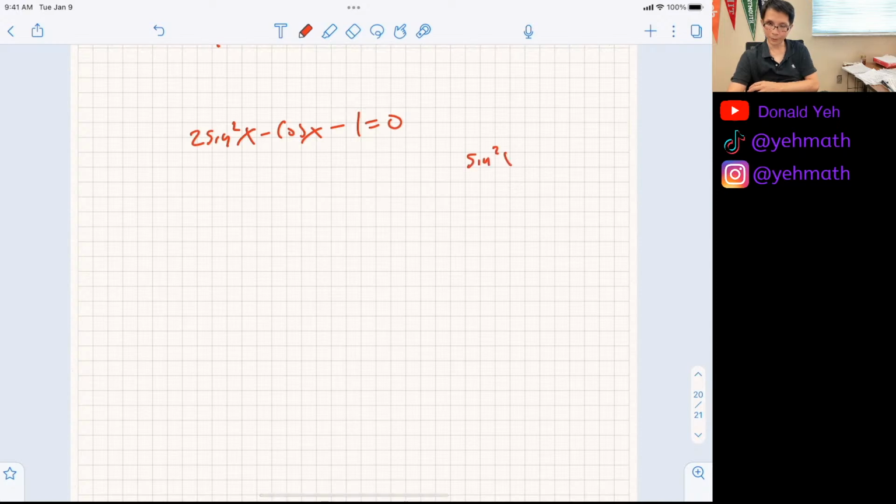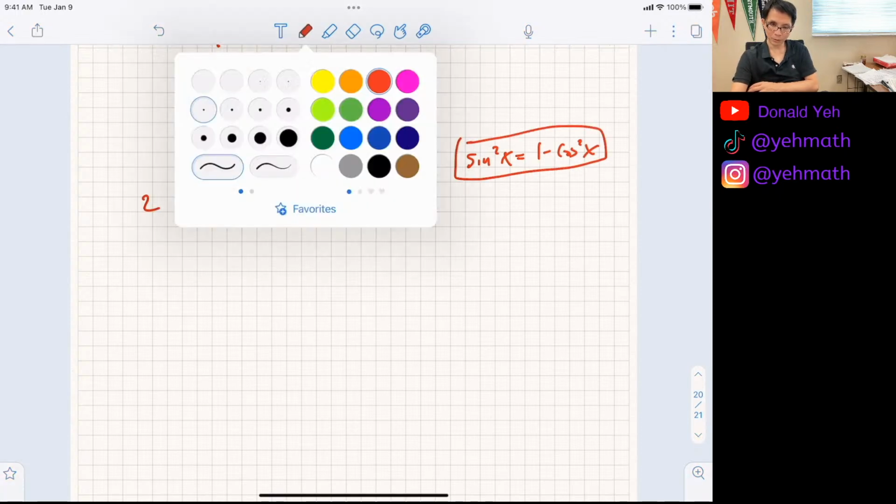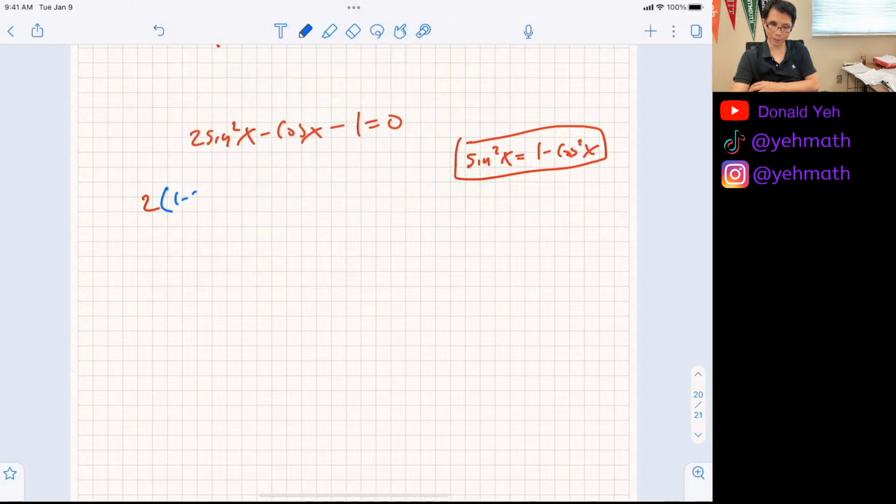I'm gonna write it out for you. Sine square of x equals 1 minus cosine square of x. This is the identity that you're gonna use. So I'm gonna do 2, and I'm gonna do 1 minus 1 minus cosine square. And then I just keep everything the same. And that was the hardest part.